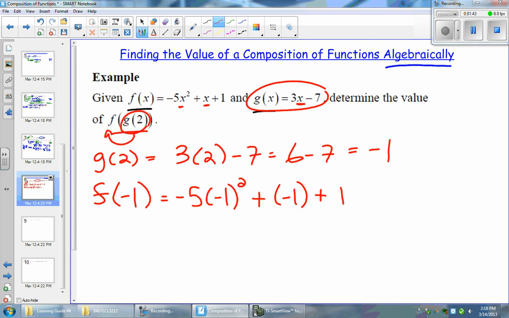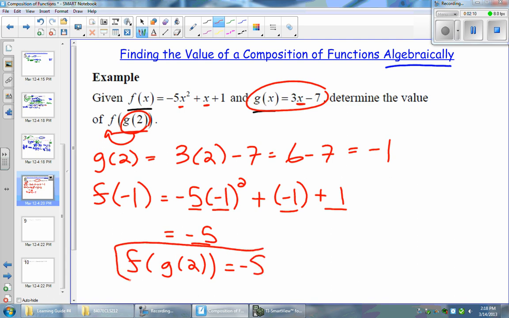Okay, so let's see what this calculates to. -5 times -1 squared is going to give me -5. Okay, and -1 plus 1, that actually results in a 0. So my final answer is going to be -5. So to conclude this question here, we have found that f of g of 2 is actually equal to -5. All right, so there's your answer. I'll circle that for you. So that's my first example.